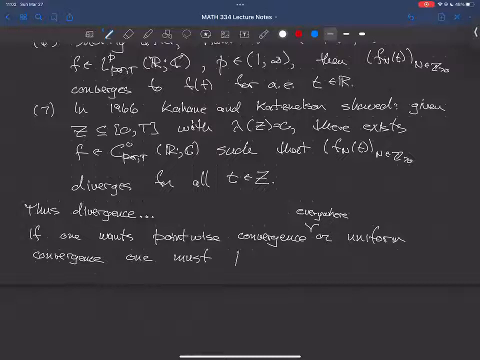One must put restrictions on F. Because the previous divergence results tell us that just generally speaking, you're not going to be able to achieve everywhere pointwise convergence. So if you want everywhere pointwise convergence, you're going to have to work with Fs that satisfy very specific kinds of conditions.